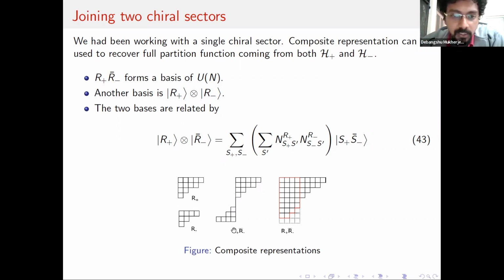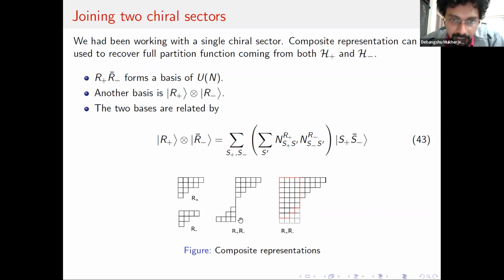The composite representation r plus r minus bar is essentially formed by doing something like this. So the negative ones, you think of them as anti-boxes. Instead of placing Young diagram boxes along this direction from left to right, you start placing them from right to left, the largest one being at the bottom and slowly decreasing upward.